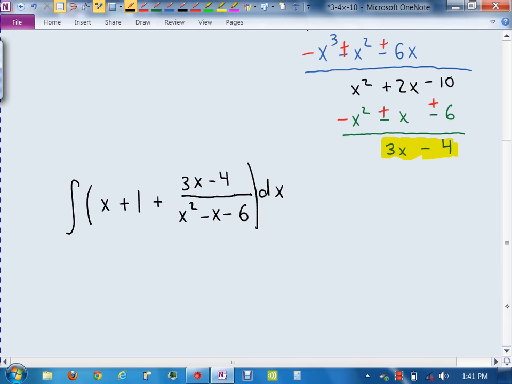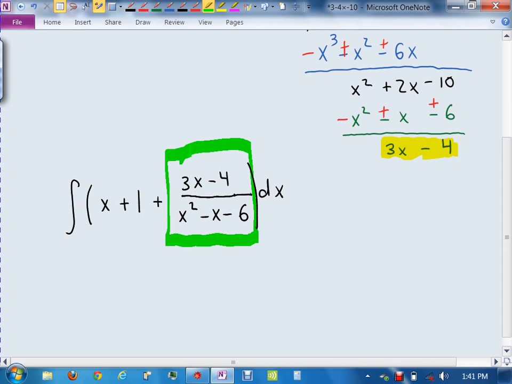Is that all right? Can you integrate those first two terms? The antiderivative of x is 1/2 x squared. The antiderivative of 1 is x. So those first two are fine, right? Now we need to focus our attention on this one right here. And so we're back to where we were before.